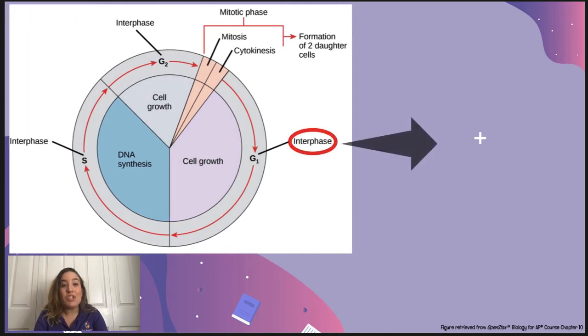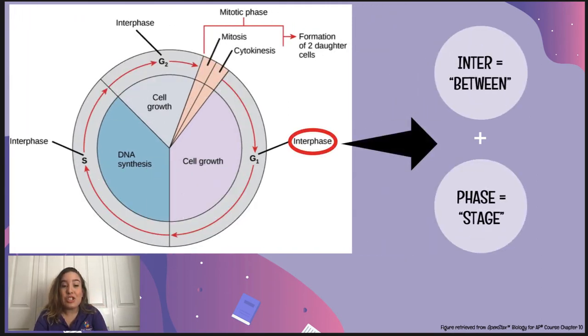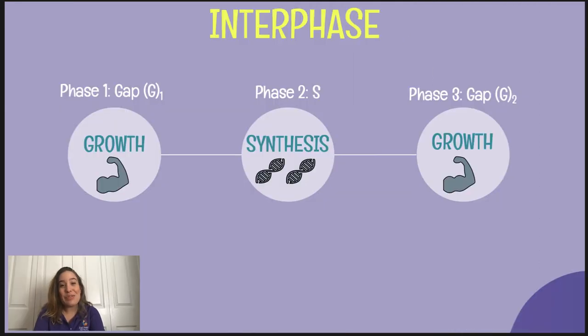Interphase is a combination of two words, inter meaning between and phase meaning stage. Interphase represents the portion of the cell cycle between two nuclear divisions, or mitotic cycles. Interphase is the preparation phase before mitosis. Interphase is composed of three subphases, gap 1, S, and gap 2.